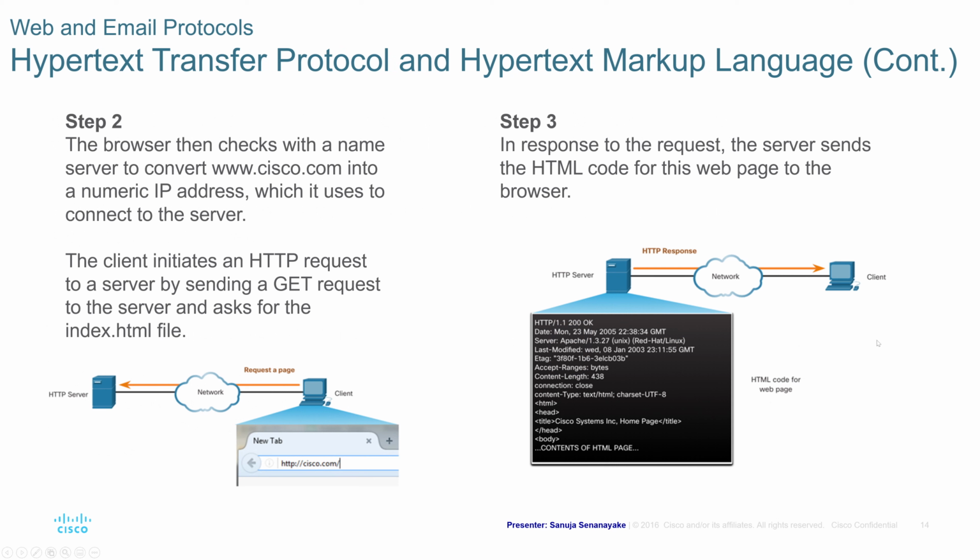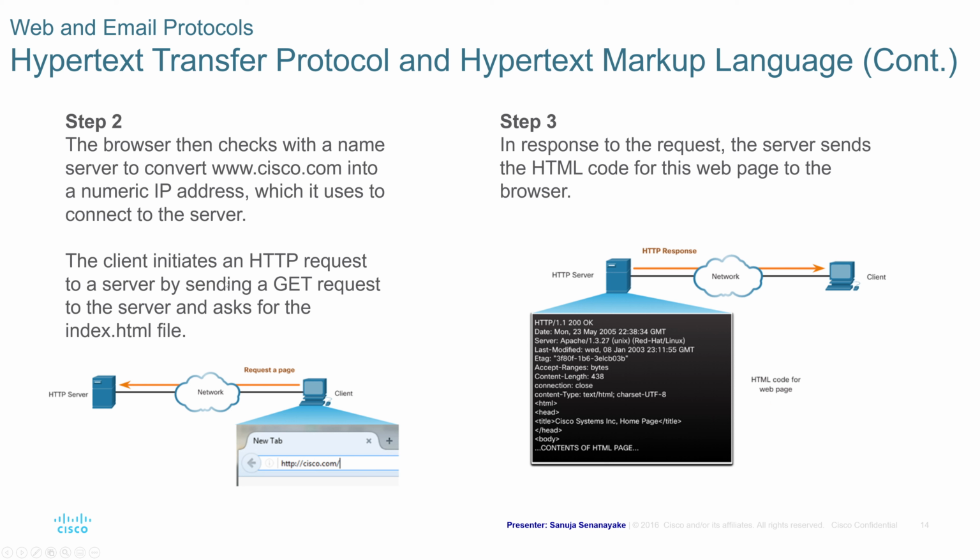In step 2, the browser then checks with a name server, which is a DNS, to convert www.cisco.com into a numeric IP address, which it uses to connect to the server. Remember, servers, end clients and intermediary devices have IP addresses. They don't actually have the domain name itself, right? So that's why we had to use a DNS to figure out what the IP address is.